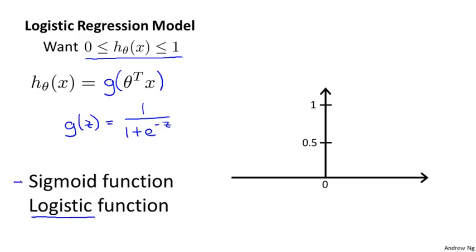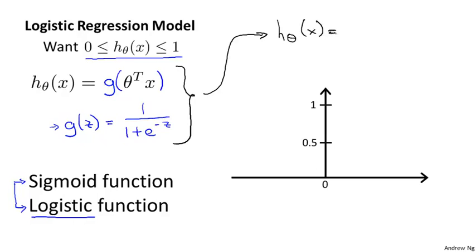And by the way, the terms sigmoid function and logistic function are basically synonyms and mean the same thing. So the two terms are basically interchangeable, and either term can be used to refer to this function g. And if we take these two equations and put them together, then here's just an alternative way of writing out the form of my hypothesis. I'm saying that h of x is 1 over 1 plus e to the negative theta transpose x. And all I've done is I've taken this variable z, a real number, and plugged in theta transpose x. So I end up with theta transpose x in place of z there.